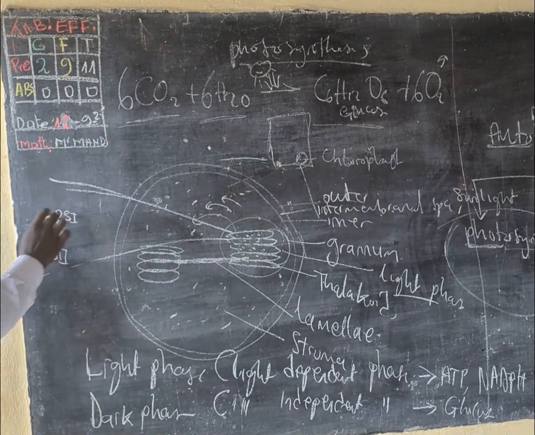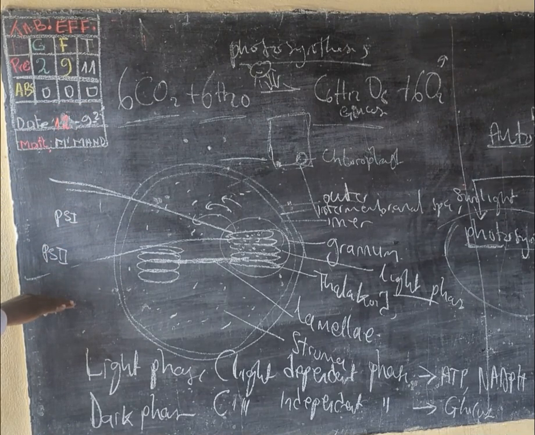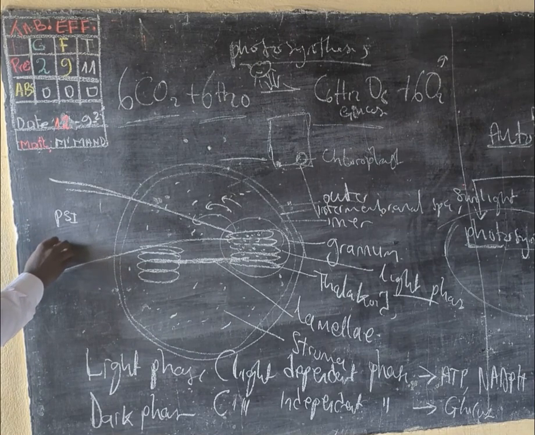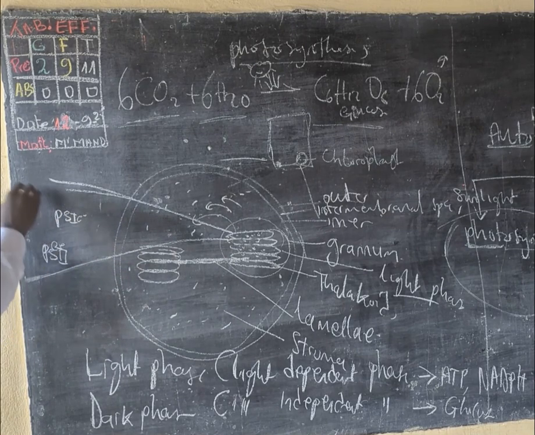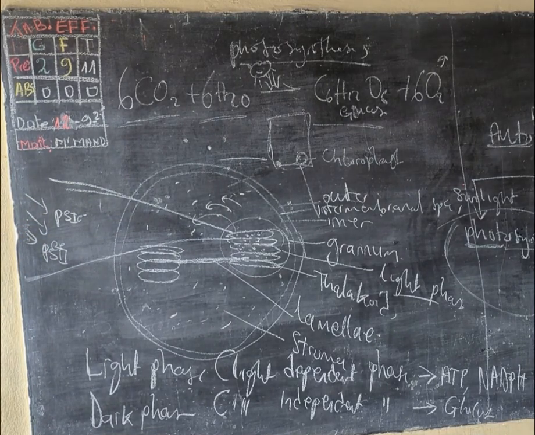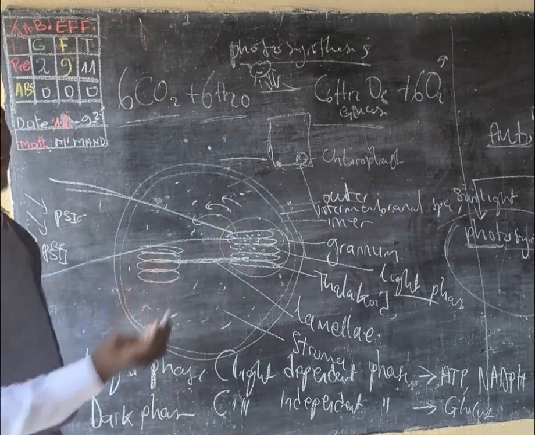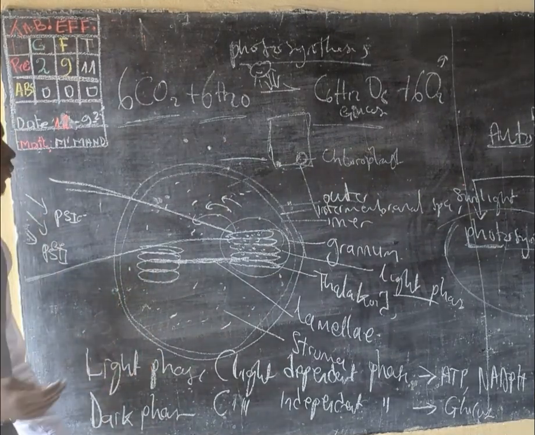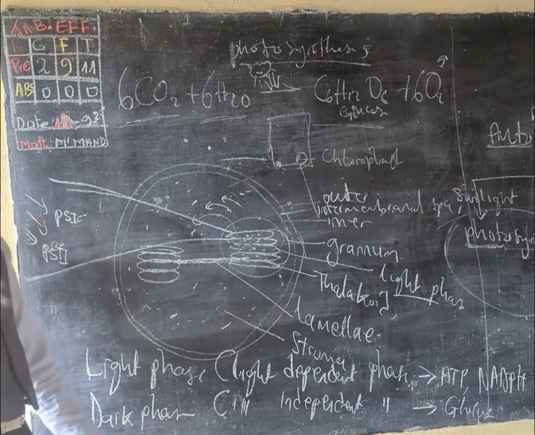Photosystem 1 is on a higher energy level, so I intentionally put it up. Photosystem 2 is on a lower energy level, so I intentionally put it down. These photosystems are rich in electrons. Before we understand what is going to happen at the level of this photosystem, you need to understand what Bohr said about electrons, which we are going to see in another video.